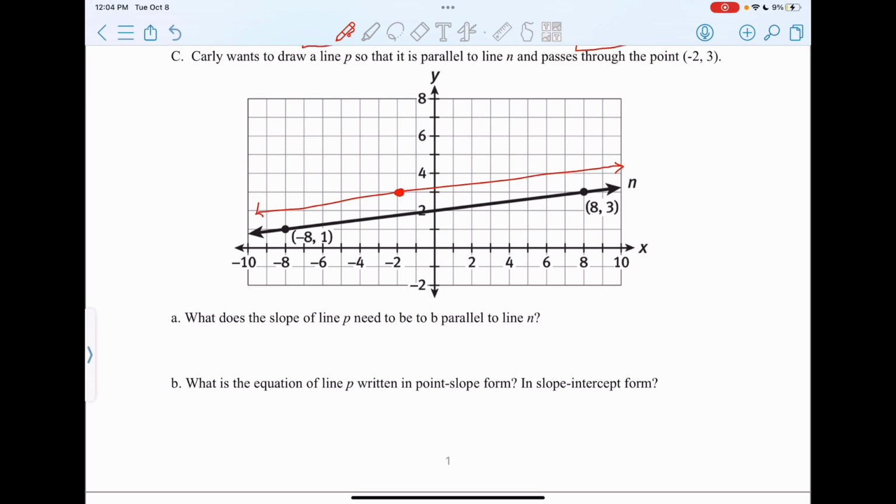I'm going to pick 2 points on line N that cross at perfect corners, such as 0, 2 and 8, 3. And I'm going to count the rise over the run. So the rise is 1 unit, and the run is 1, 2, 3, 4, 5, 6, 7, 8 units. So this means that the slope of line N is 1 over 8, which means the slope of line P also needs to be 1 over 8 because parallel lines have the same slope.